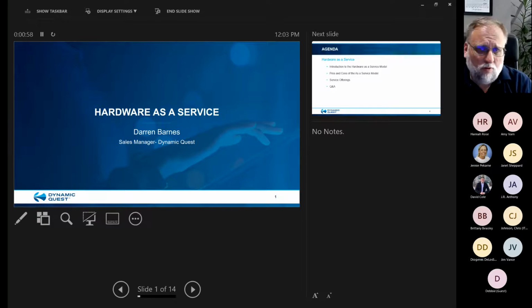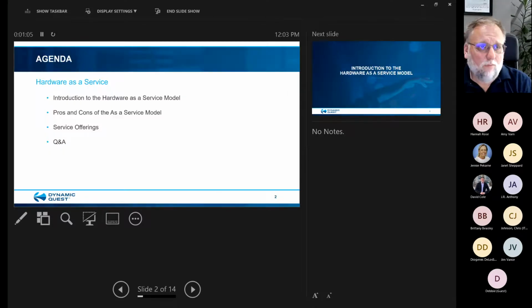It's called hardware as a service, or you might hear it referred to as HaaS. With this presentation today, we're going to go over the introduction to the hardware as a service model, the pros and cons of the as a service model, as well as the service offerings. It's going to be a general discussion. This isn't necessarily about Dynamic Quest and what we do. This is about the industry and how hardware as a service functions as a general solution with whatever MSP you may work with.